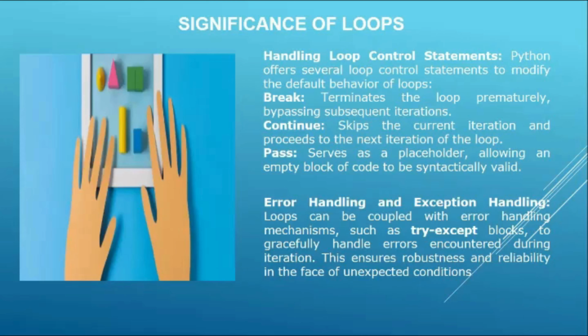Loops can be coupled with error handling mechanisms such as try except blocks to gracefully handle errors encountered during the iterations. These ensure robustness and reliability in the face of unexpected conditions. So we can use error handling and exception handling techniques.